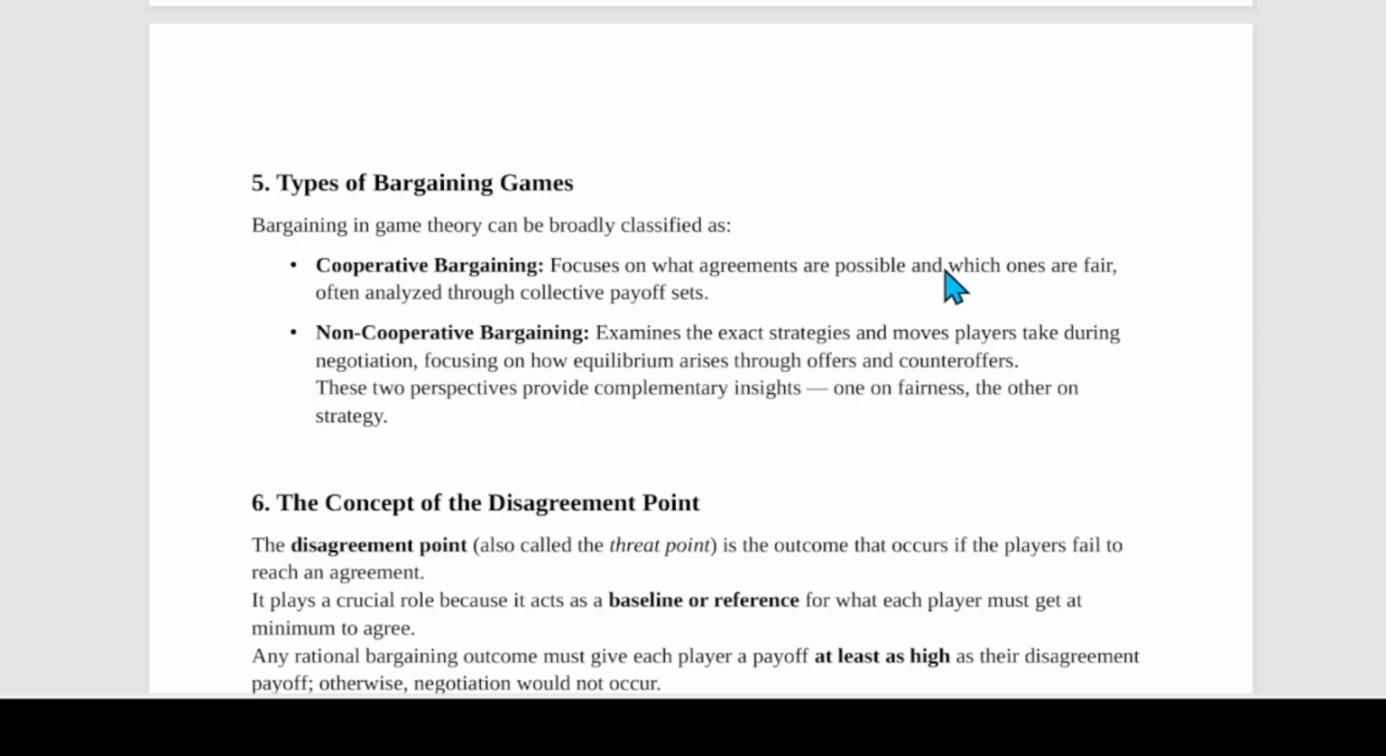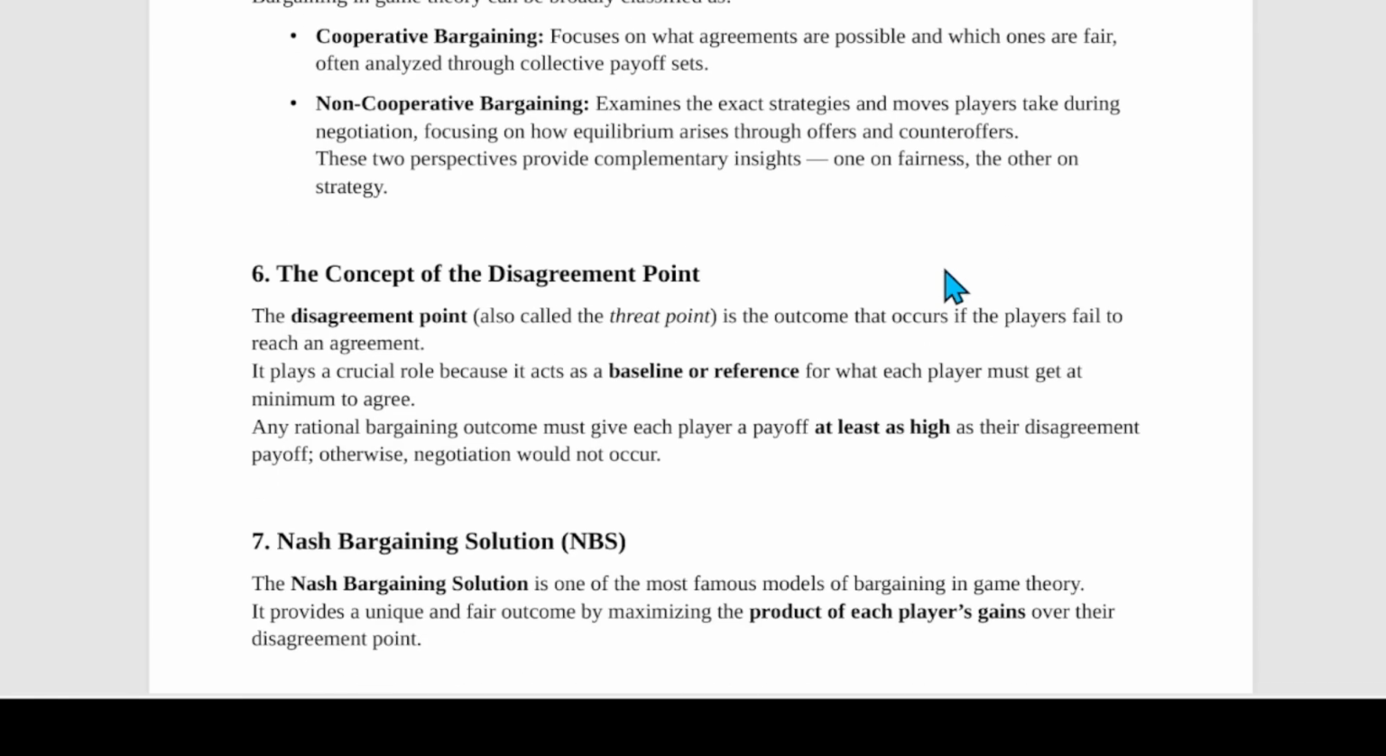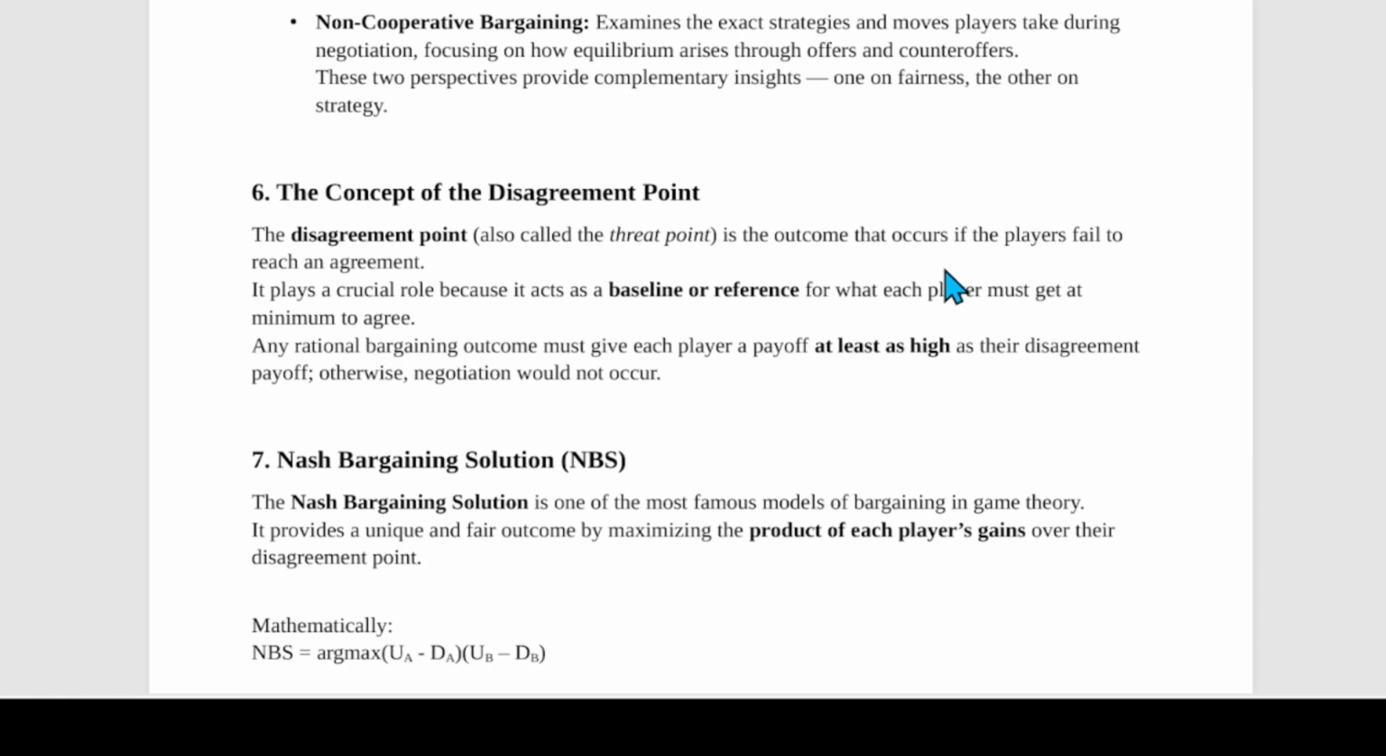इसके लिए तुम्हारे पास एक exact strategy रहेगी. Okay, for example, a salary negotiation, that will be a non-cooperative bargain. Okay, so both of them are important. One focuses on fairness and the other focuses on a proper strategy. Okay, then next we discuss the concept of a disagreement point.